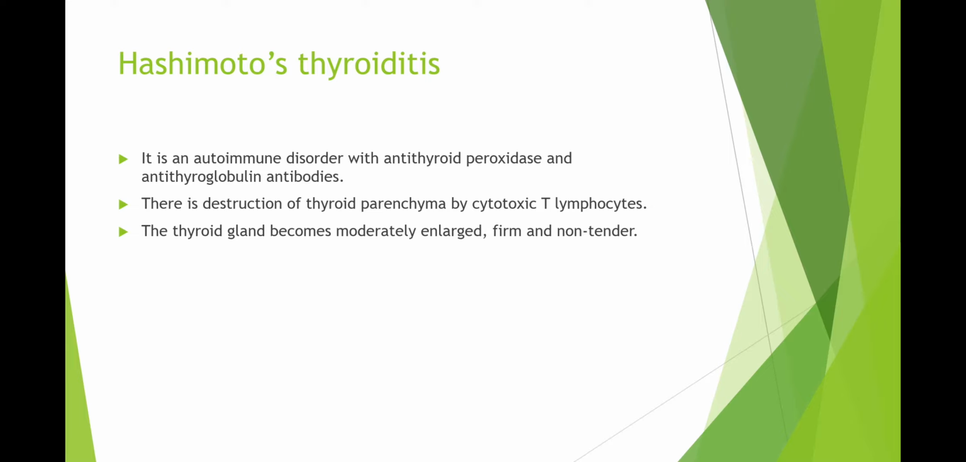First, about Hashimoto's thyroiditis. It is an autoimmune disorder with antithyroid peroxidase and antithyroglobulin antibodies. There is destruction of thyroid parenchyma by cytotoxic T lymphocytes. The thyroid gland becomes moderately enlarged, firm, and non-tender.